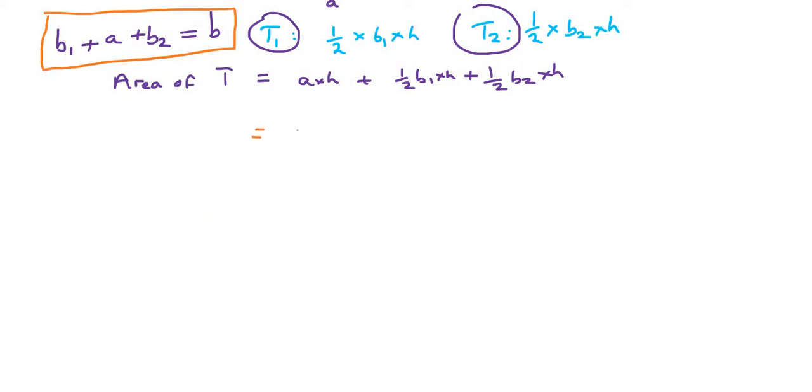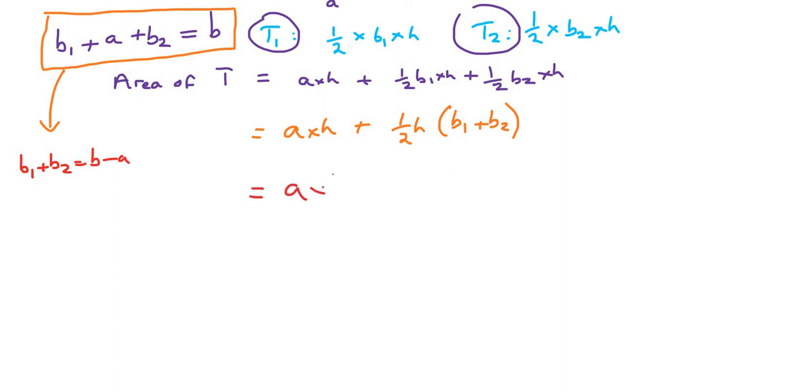So A times H is still the same, and what have we got here? Well, we've got a half H, and we've got B1 plus B2. Okay, this formula here tells us that B1 plus B2 equals B minus A. And so we can proceed like this. So this is A times H plus a half H (B minus A).